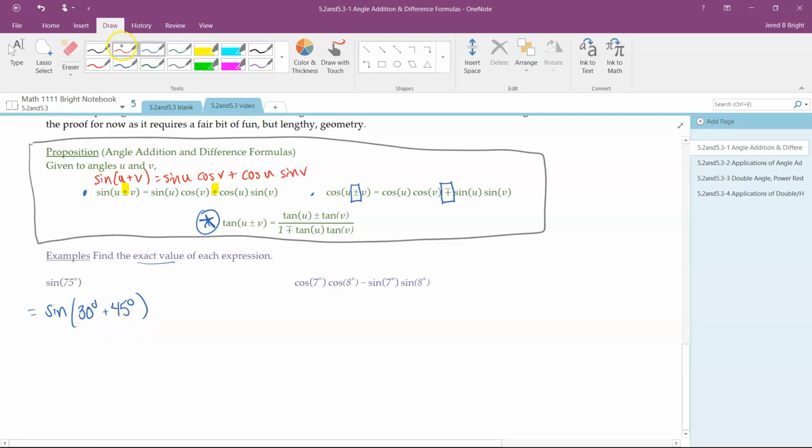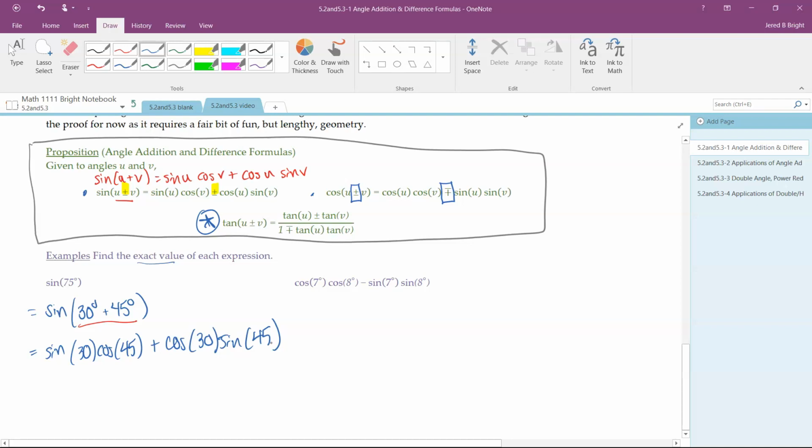Oh, but that's right, that's an identity. That's the sine of u plus v. So I can write that out as sine of 30 cosine of 45, and I'm omitting the degree symbol, I know I should have it, plus cosine of 30 sine of 45.